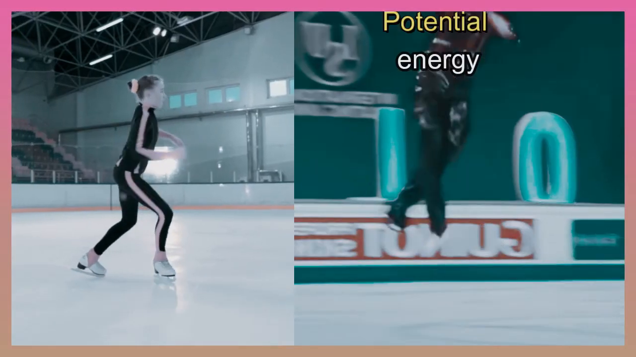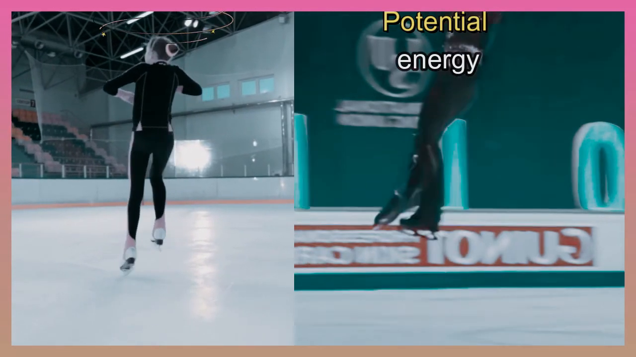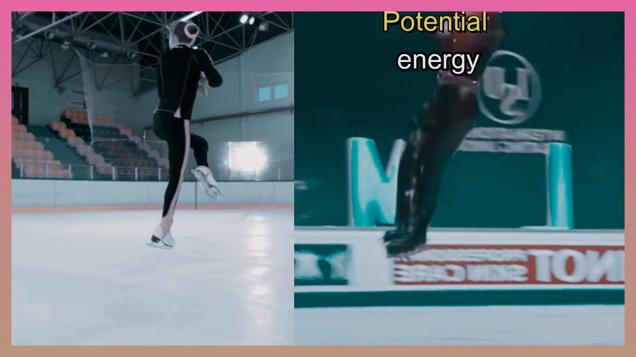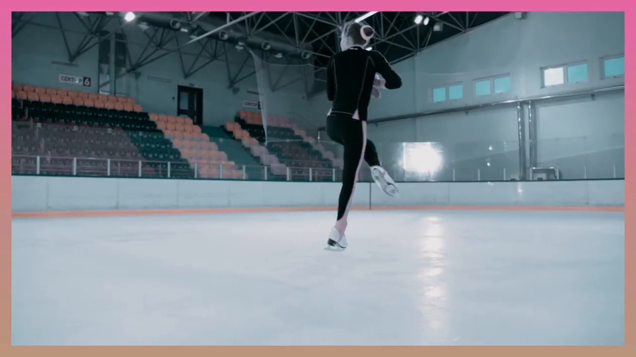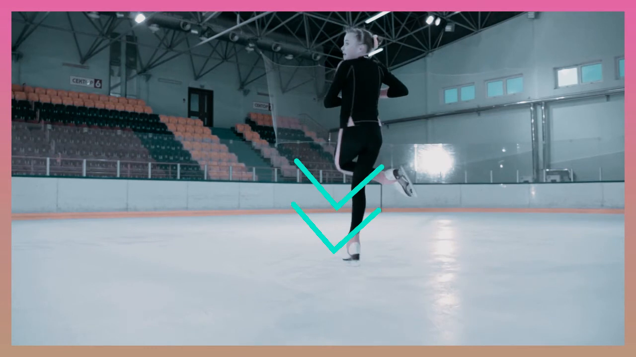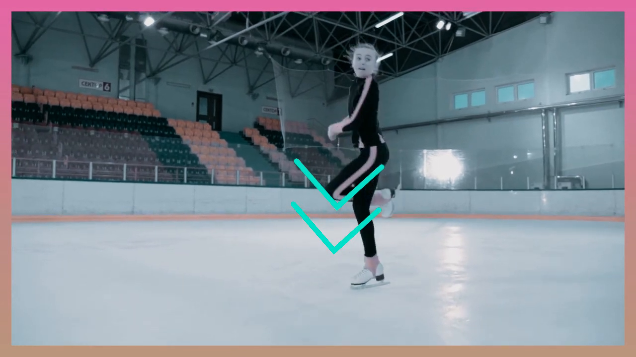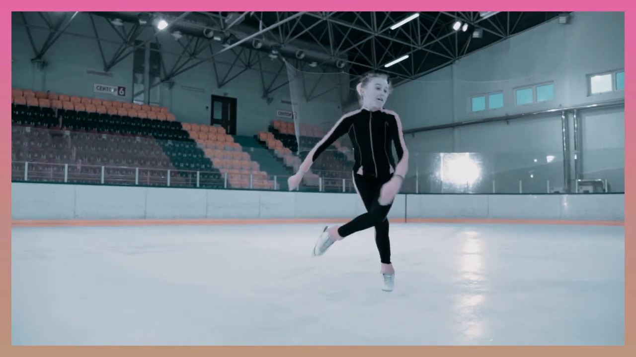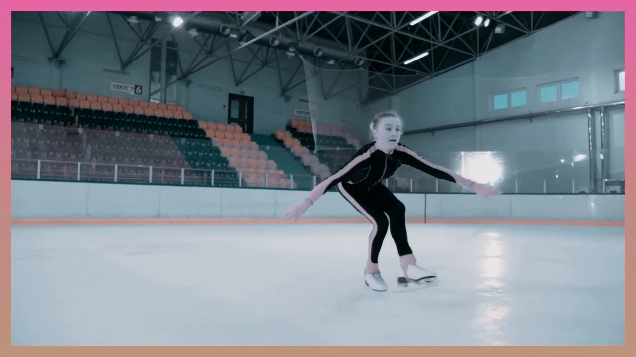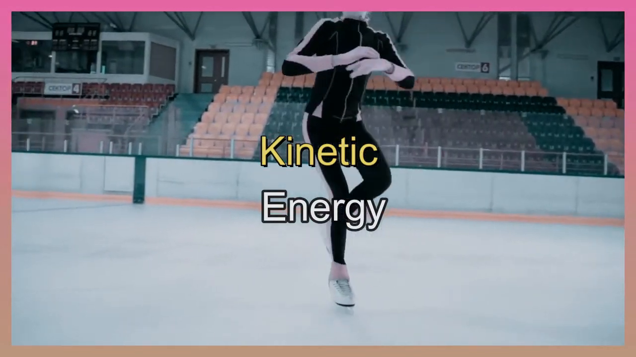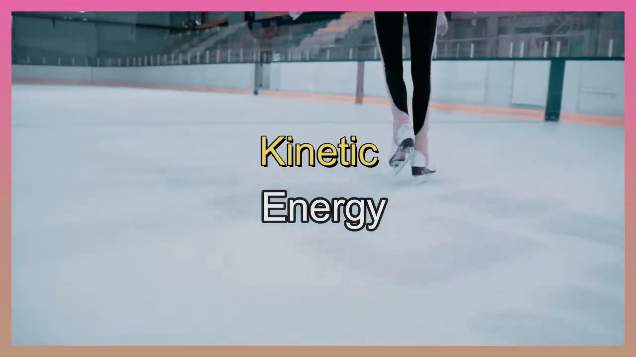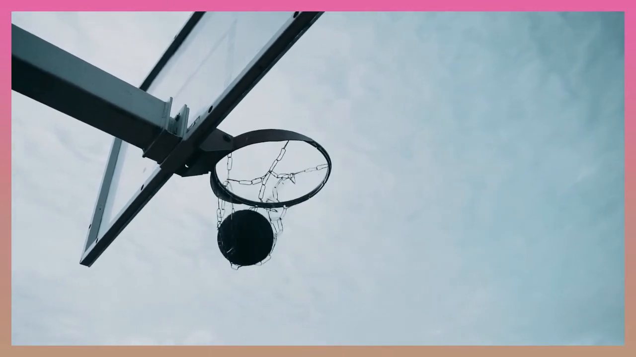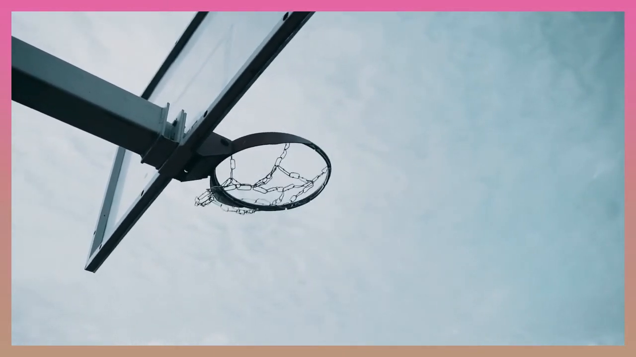At the top of the jump, her energy changes again. Because she is up in the air at the top of the jump, she has the most potential energy. Gravity pulls her back down to the ice, turning her potential energy back into kinetic energy. You can think of this like a basketball at the top of its arc.